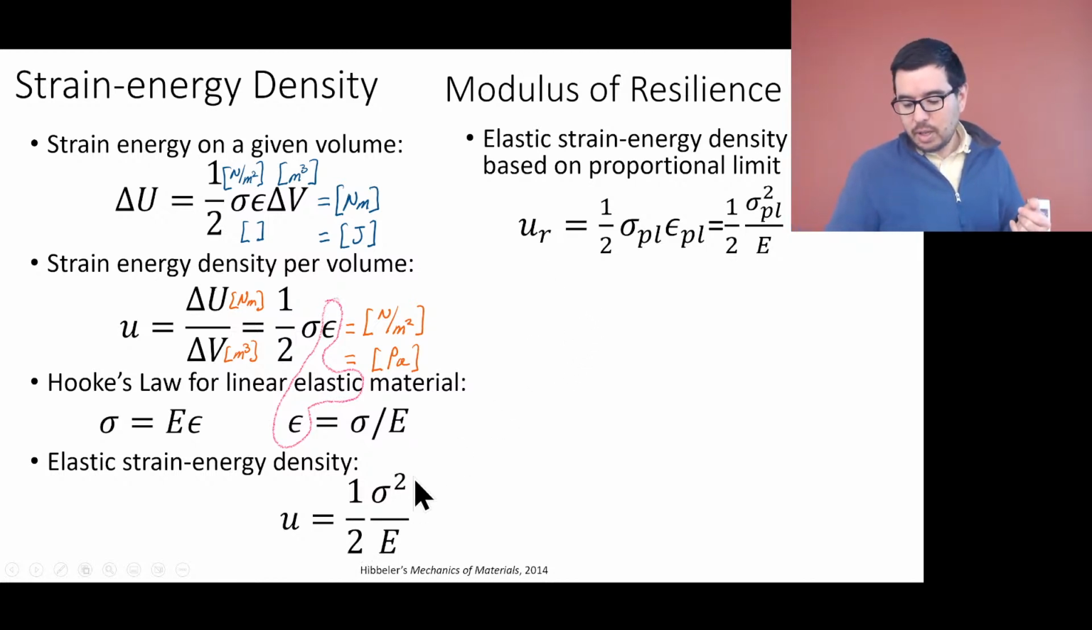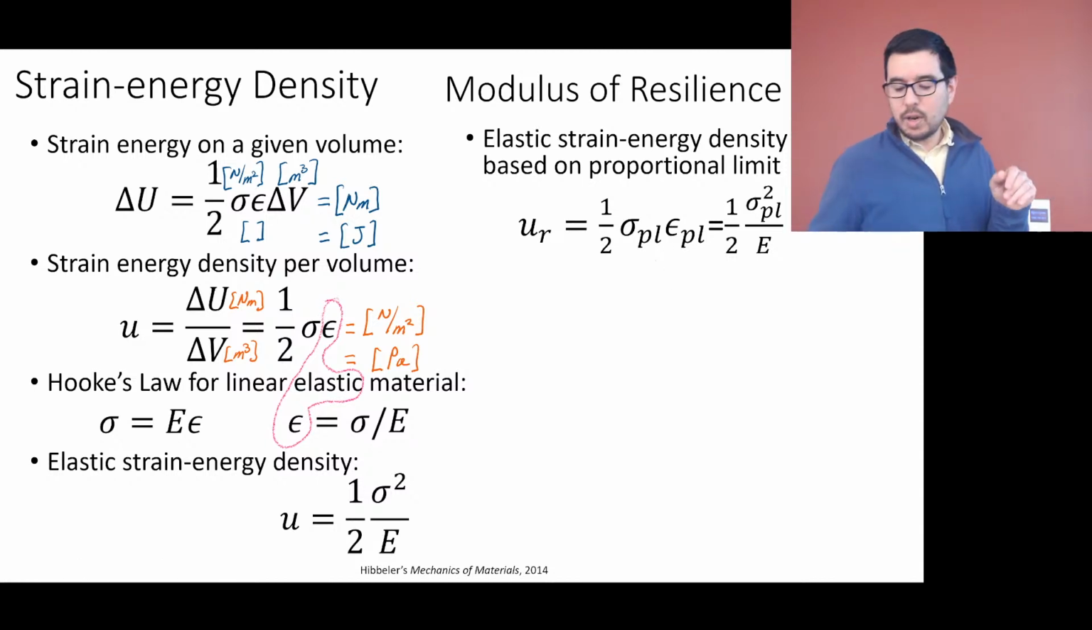Very familiar looking, right? We had this relationship over here, 1/2 sigma epsilon. It's 1/2 sigma epsilon again, except now we put in either the yield strength or the proportional limit for both of these. Or you could say this is the yield stress or the yield strength here, and this is the strain associated with the yield of the material.